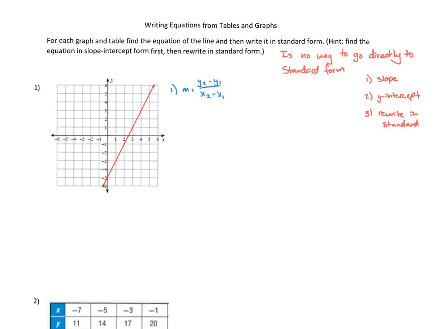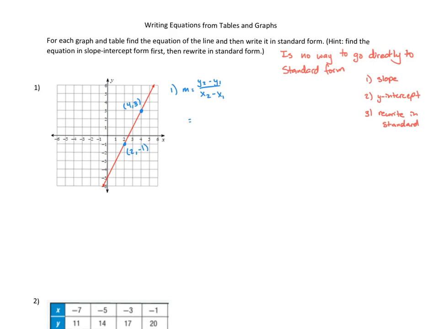So I'm going to go to my graph and I'm going to find 2 points. Now you can use any 2 points. I'm just going to find the first 2 that I see. And I see this one, which is (4, 3), and then I see this one right here, which is (2, -1). So those are the 2 points I'm going to use. Again, you can use whichever 2 points you see on this line. This is just what I saw first.